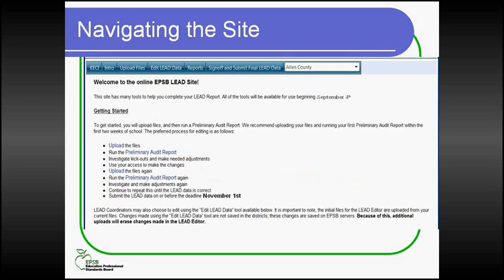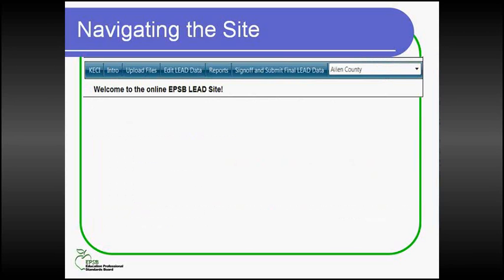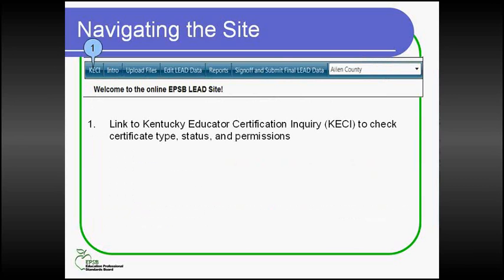This is what the landing page looks like when you get to LEAD. It's just a basic intro page with a little bit of information. Primarily, you're going to navigate using the buttons at the top, so we'll take a look at those. The first one is a KeySee button, so this is a direct link straight in the LEAD application over to KeySee, so you can check certificate types, application status, and permissions.